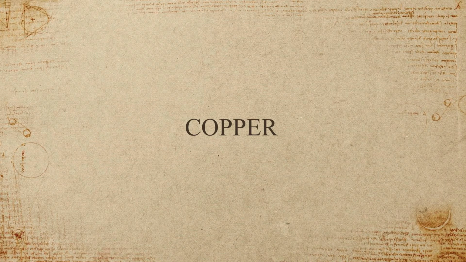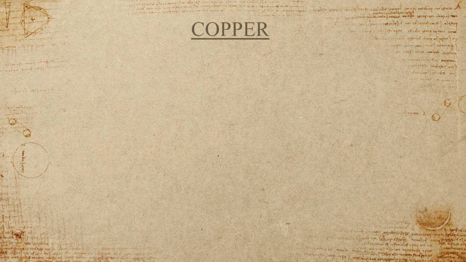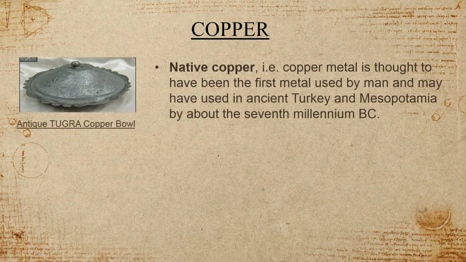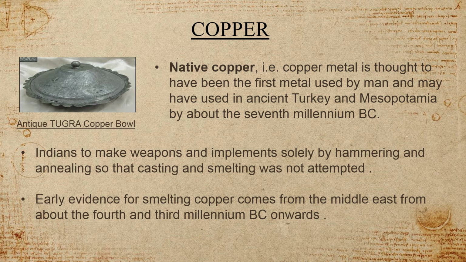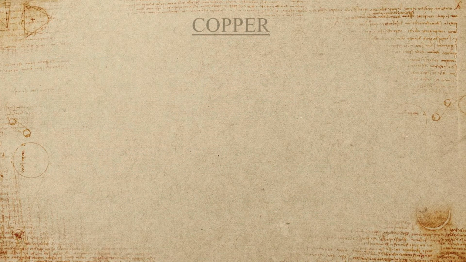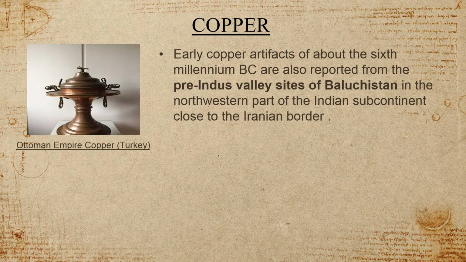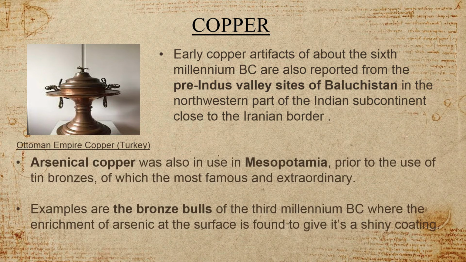Copper metal is thought to have been the first metal used by man and may have been used in ancient Turkey and Mesopotamia by about the 7th millennium BC. The early copper artifacts of about the 6th millennium BC were also reported from the pre-Indus Valley sites of Baluchistan in the northwestern part of the Indian subcontinent, which were close to the Iranian border.